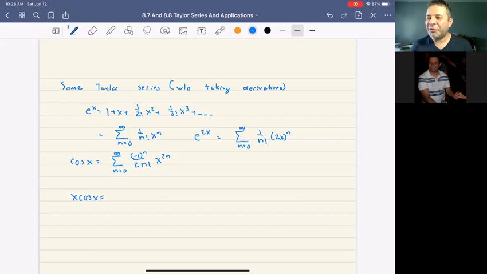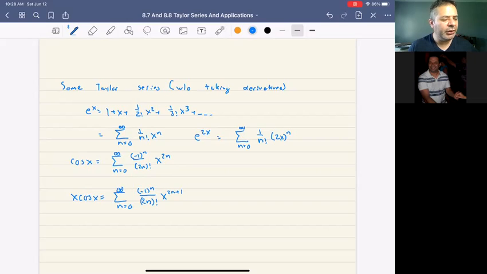Well, we can just multiply this thing by x. So the sum n goes from 0 to infinity, negative 1 to the n over (2n) factorial, I should have written 2n there in parentheses, x to the 2n plus 1. Just like that. No problem.